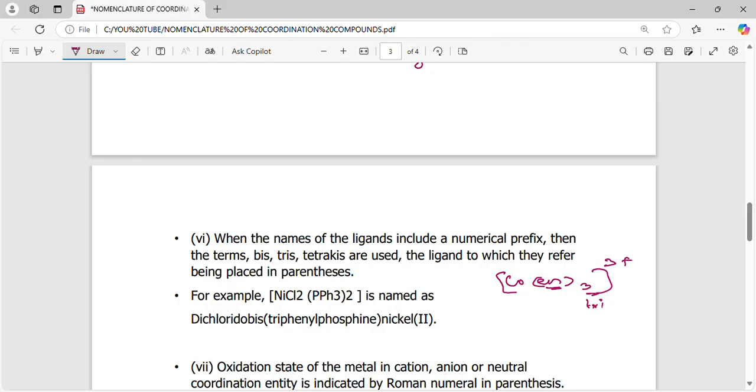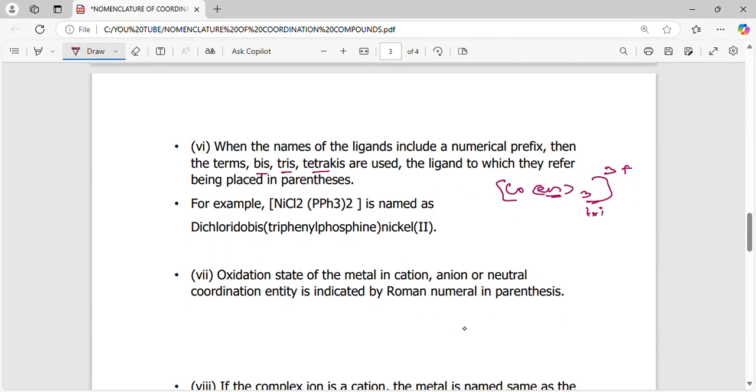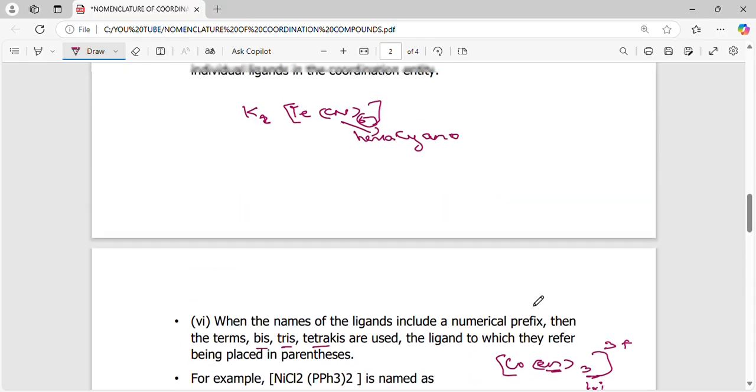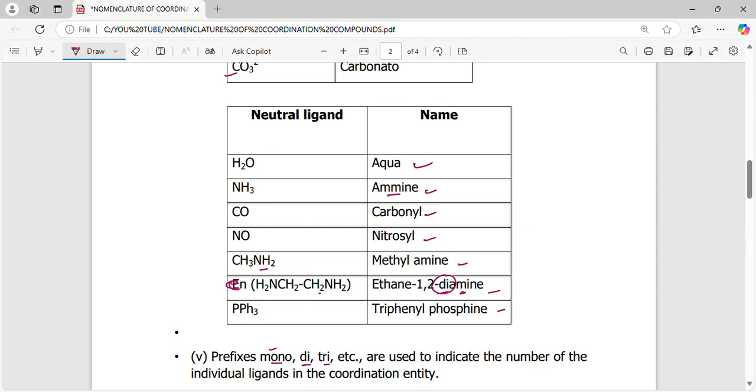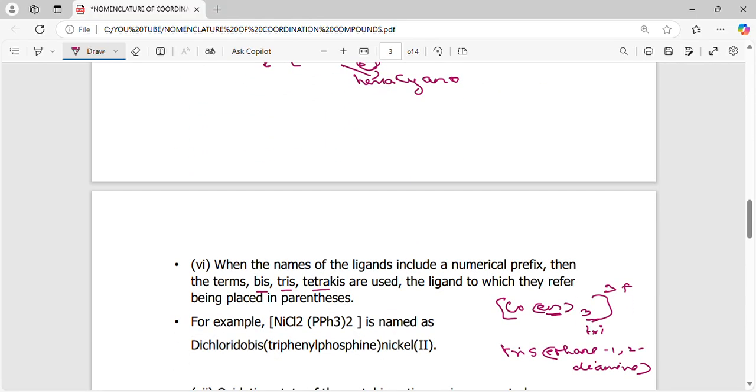then instead of di, tri, etc., you need to use the prefixes bis, tris, tetrakis. This means in this example, instead of using tri, you have to use tris. Tris(ethane-1,2-diamine). And remember, ethane-1,2-diamine is always written inside the bracket. And see the spelling also: ethane-1,2-diamine, this amine is a single m only. But ammonia, I told you, is a double m. So that also has to be done very carefully.